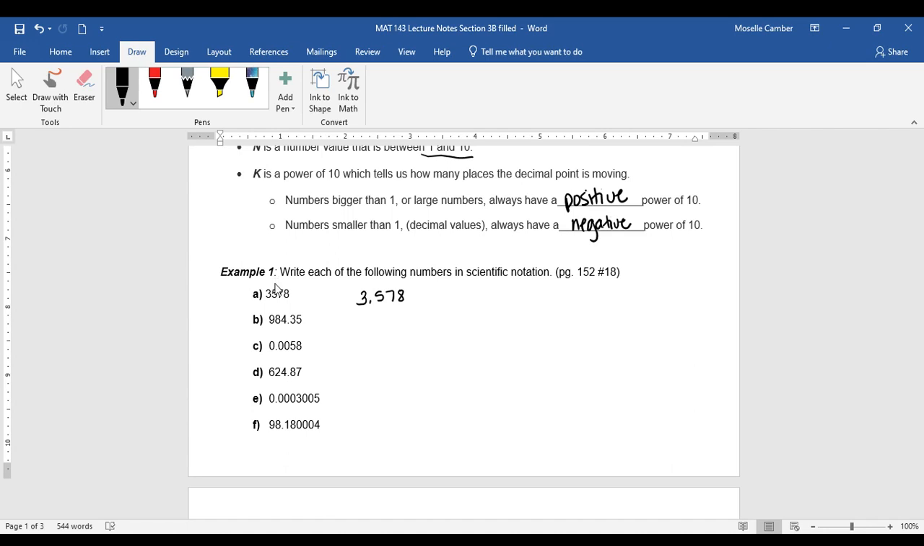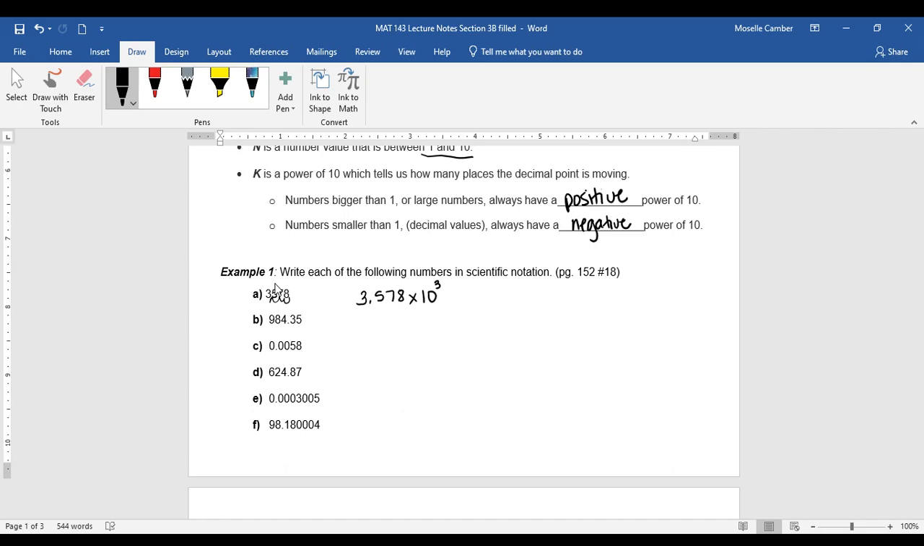Now this is going to be times 10 to some number. To get that exponent, I'm going to say, okay, how many times did I move the decimal to get here? Well, it started here at the end. I had 1, 2, 3 to get to this spot. And this is a big number, so it's going to be 10 to the power of 3.